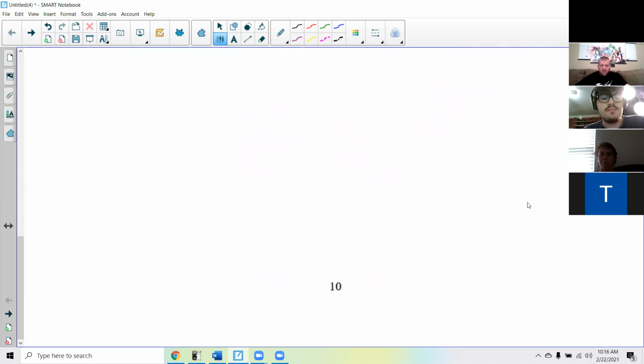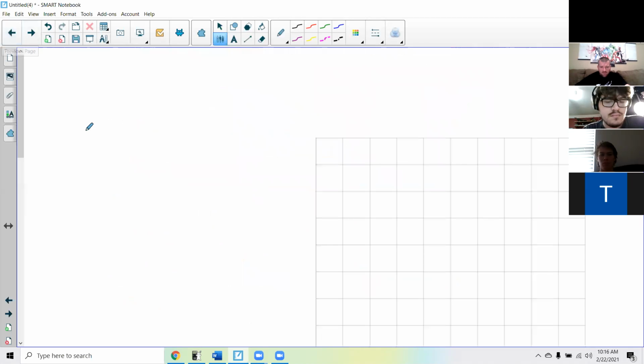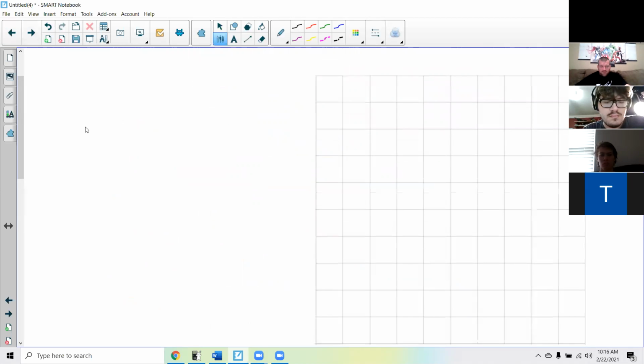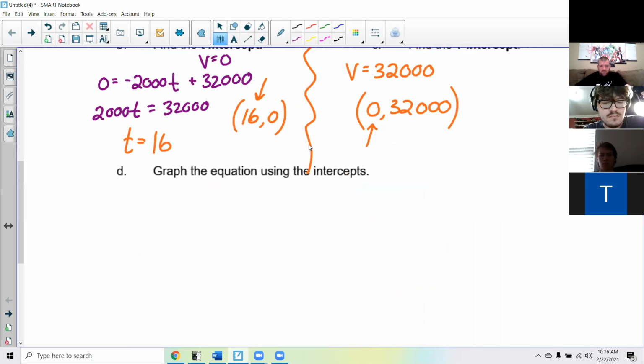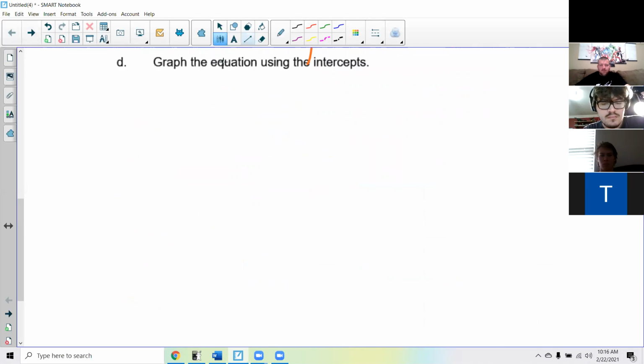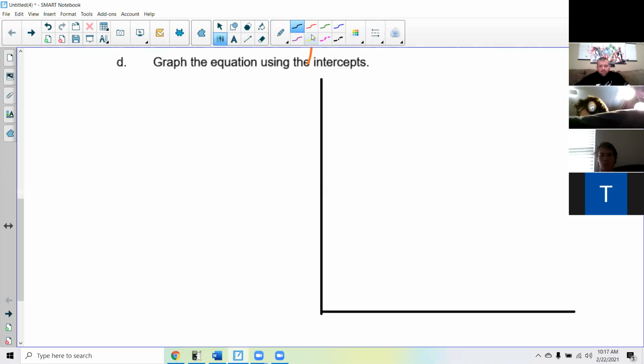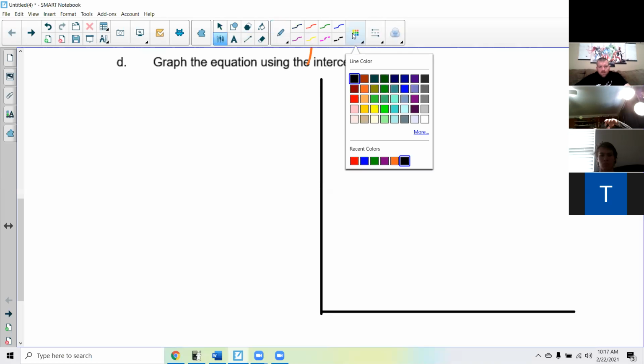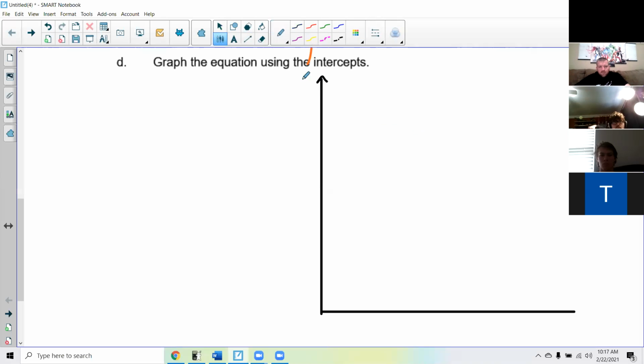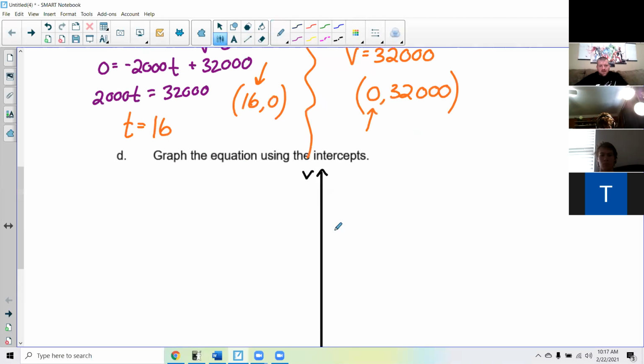Okay, it says graph the equation using intercepts. Oh, your graph got pushed to the next page. Whatever. I'm just going to draw a graph down here. Sorry about that. That's a pain, but let me draw my graph like this. Like that. Okay. So we have our v-axis and our t-axis. So I have to graph these 2 points, 16, 0.